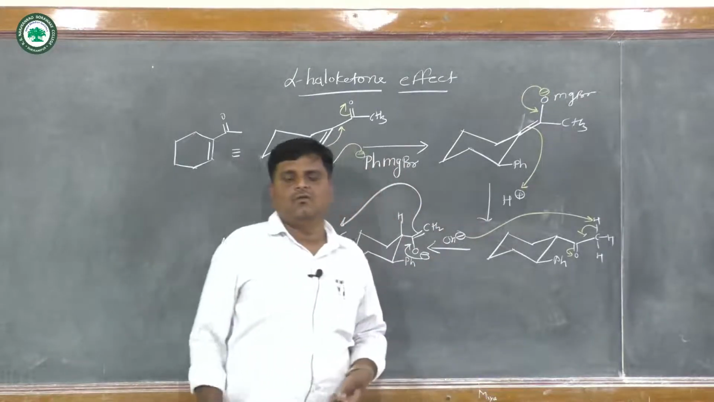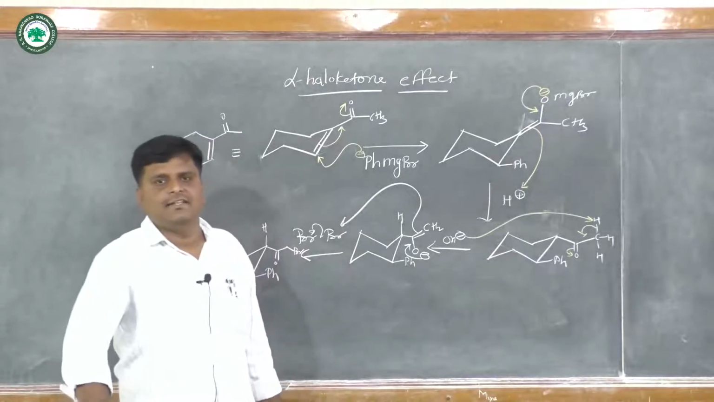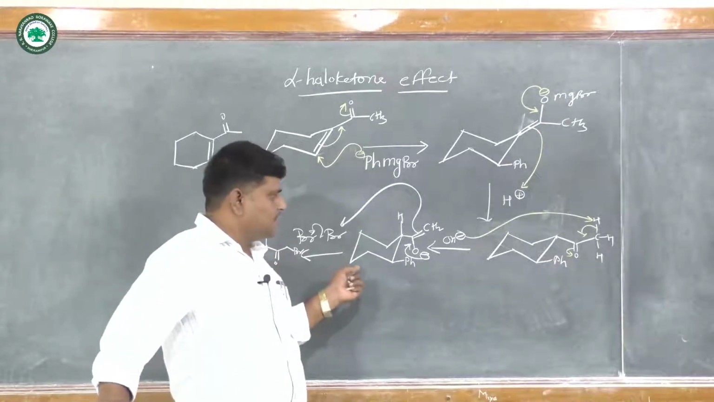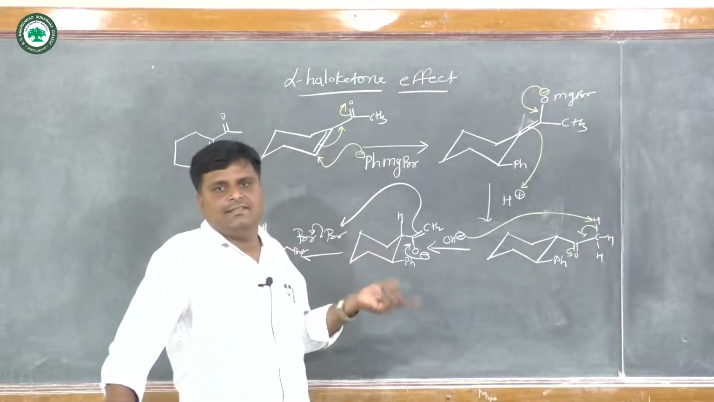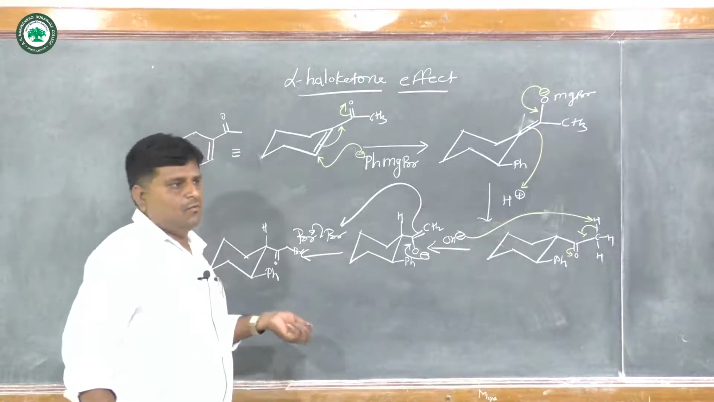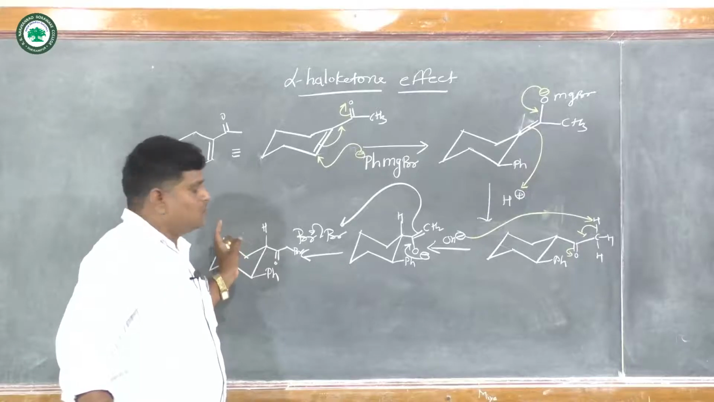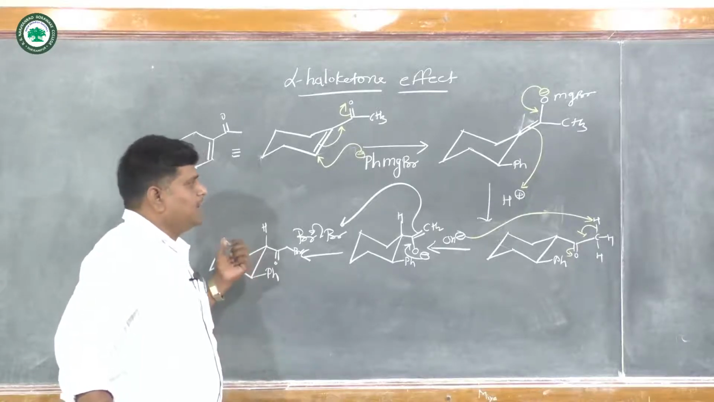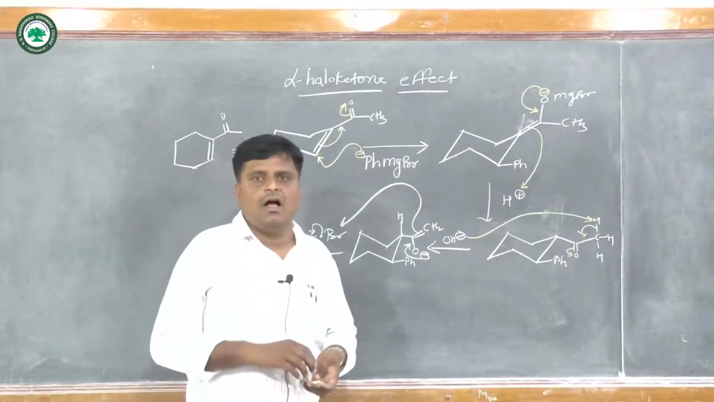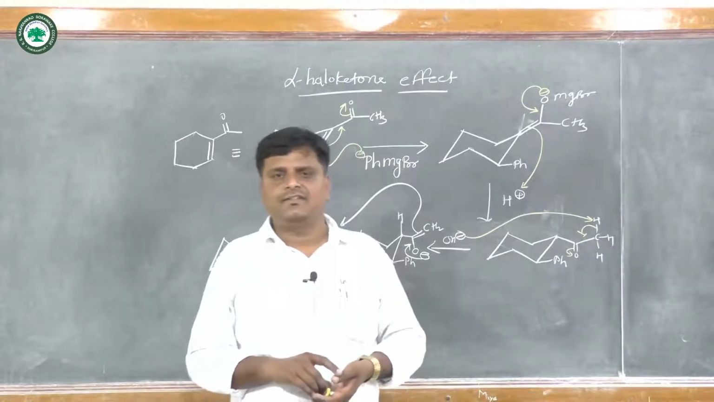get 1-bromo, 1-acetyl, and in the second case bromoacetyl, 2-phenyl cyclohexane is the product. So how do we get those two products?